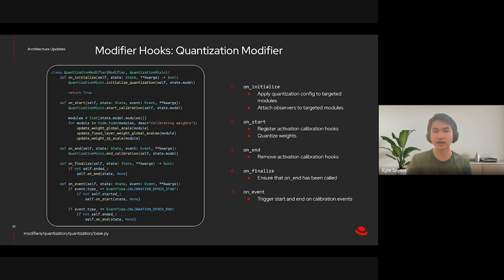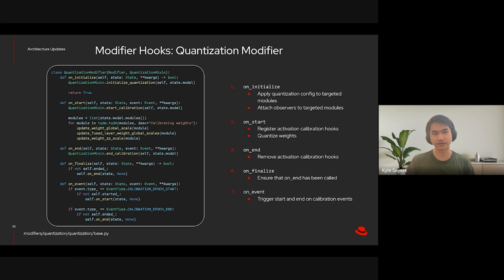On start is called right before calibration happens. Right before calibration happens, we add a bunch of hooks to the model. These hooks trigger whenever a sample is passed through the model, and this is useful for calibrating the scales and zero points, the quantization parameters.